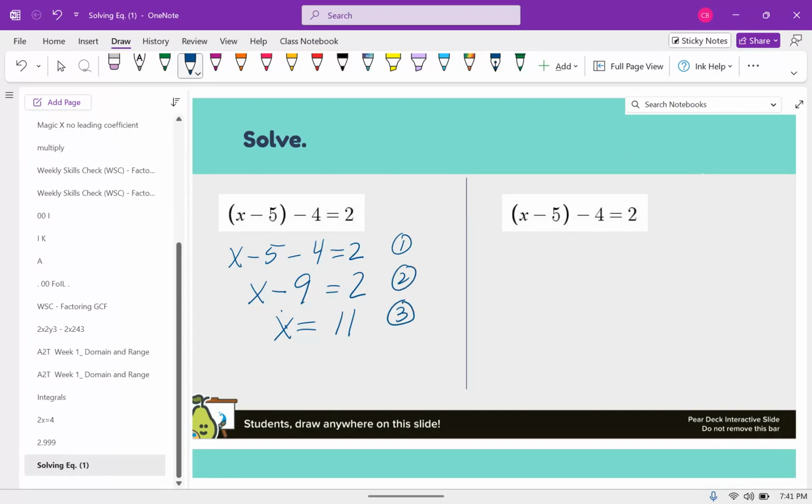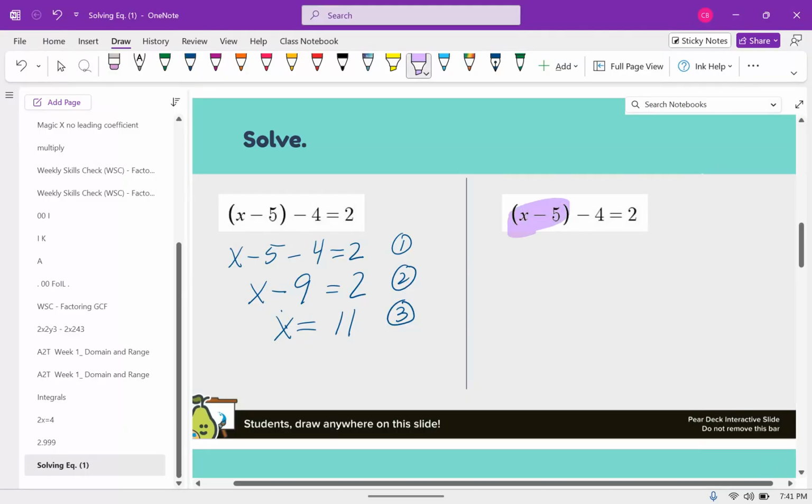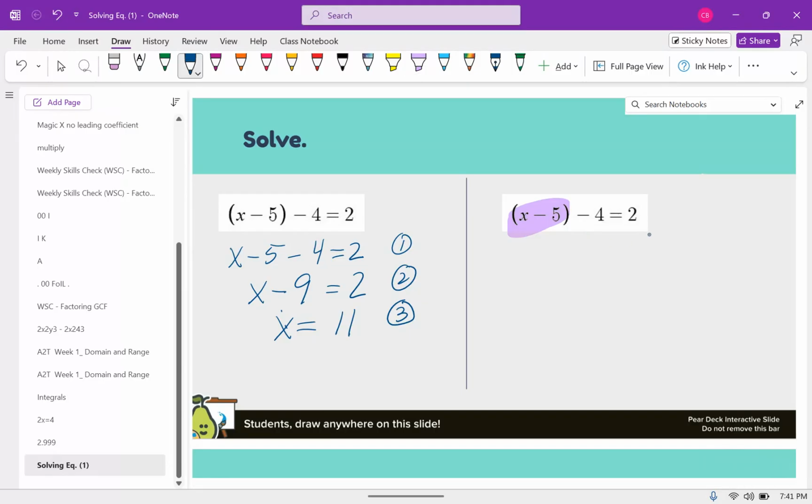But I want you to start looking at the algebra differently. So here's a second way we could do this particular problem. I could treat this like it's a variable. So what's in parentheses? So I'm going to isolate that parentheses first. So I'm going to take that negative 4 and add it to the other side. So I'd have x minus 5 equals 2 plus 4 is 6.